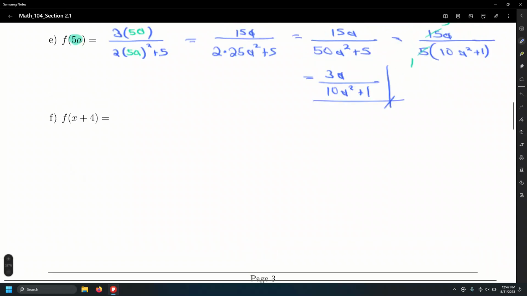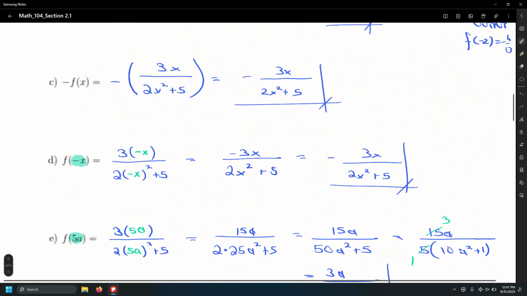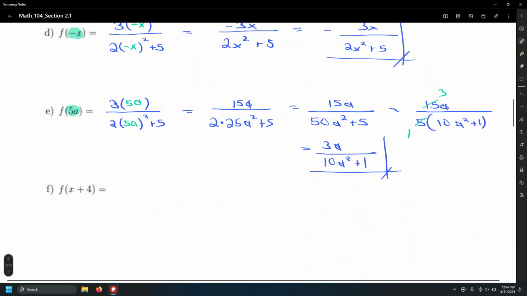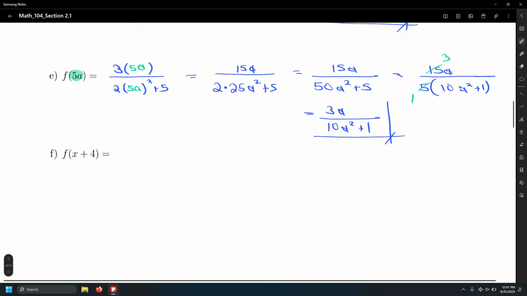We evaluated a few functions for different values, and letter and numbers and variables at the same time. So we were left with one more example, letter F. So they're asking us to evaluate F at x plus 4.